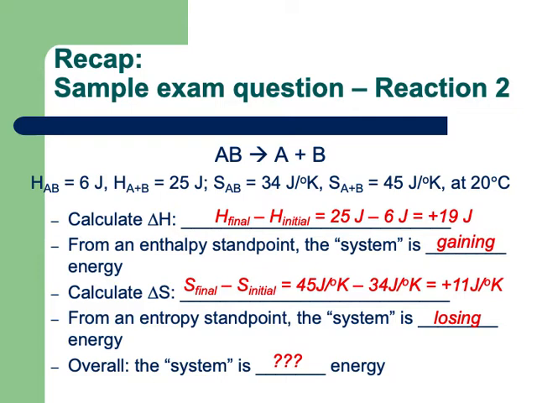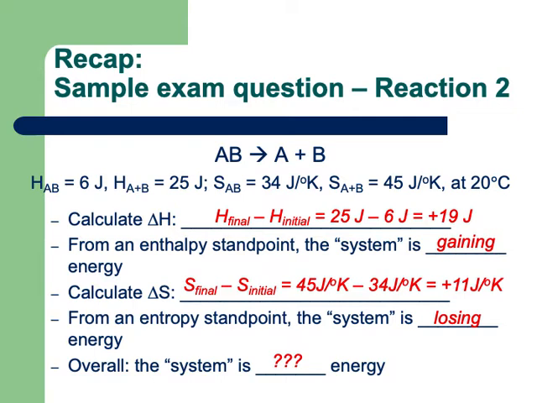The first is that we need to calculate the change in enthalpy. So based on our calculation, we have H final minus H initial, which is equal to the numbers that we sub in. So the final enthalpy is 25 joules minus 6 joules, which was our initial enthalpy. And so the difference there is a plus of 19 joules. So from an enthalpy standpoint, the system is actually gaining energy. So when the system goes through this reaction, it is gaining 19 joules of energy. Okay, so we're gaining, we're in a positive enthalpy.